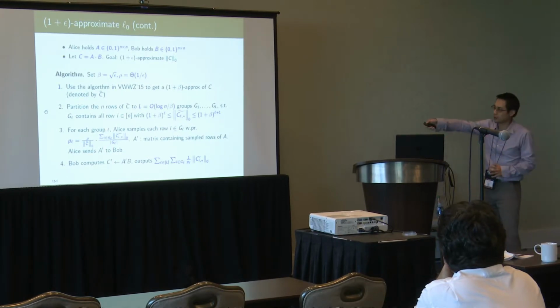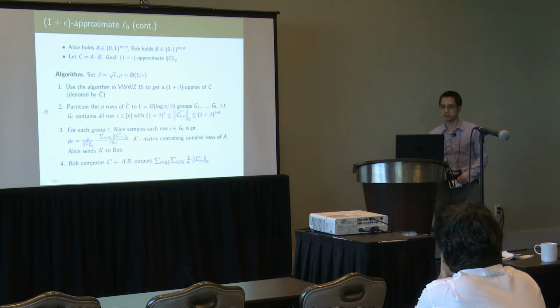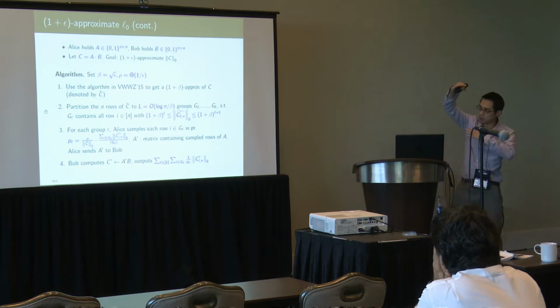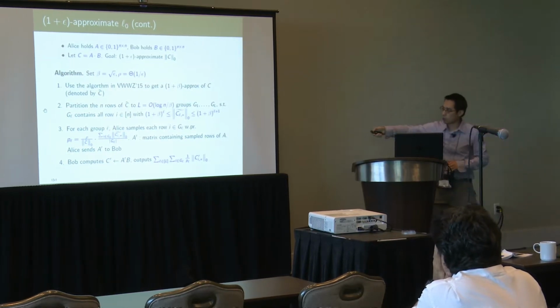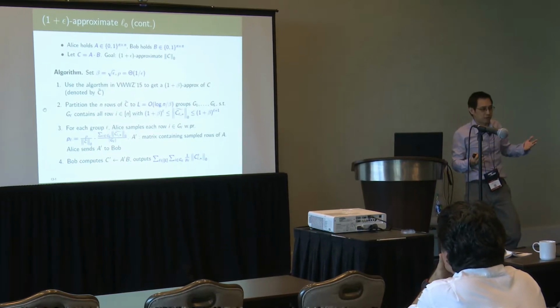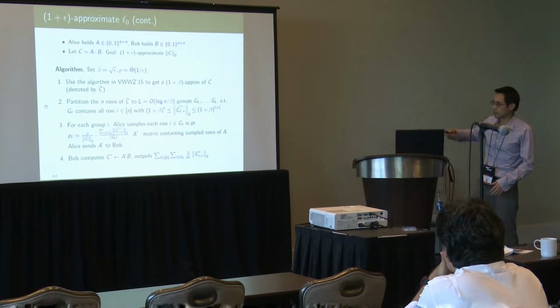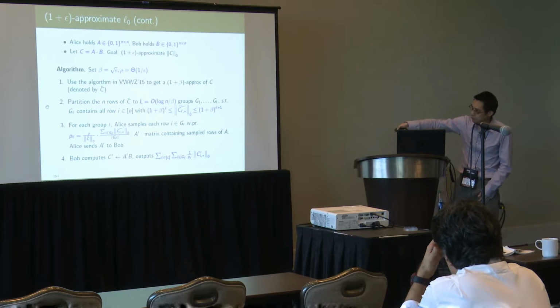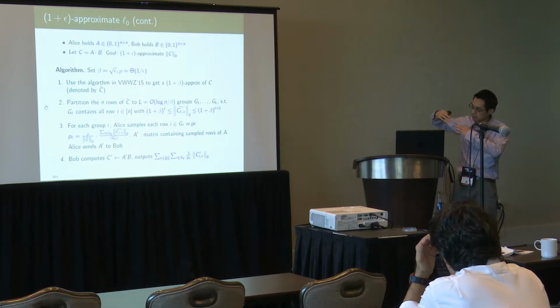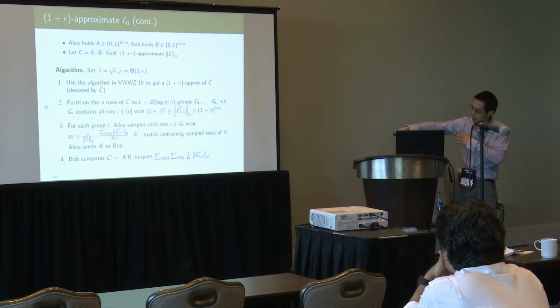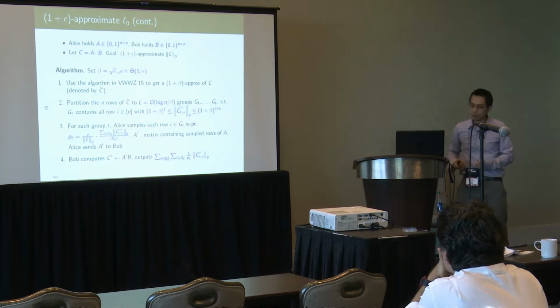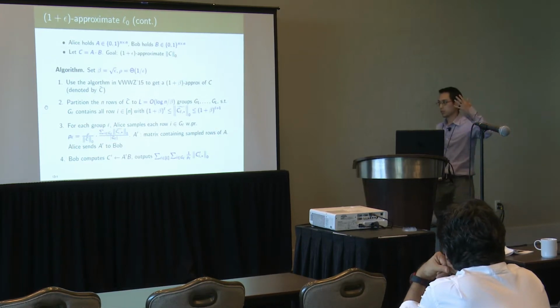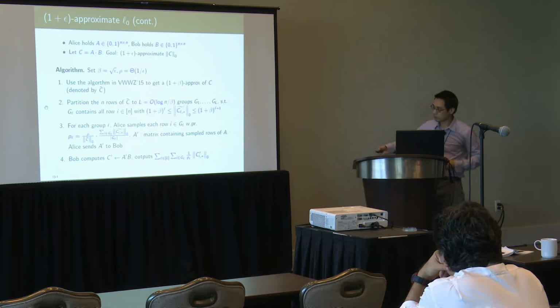I will tell you why we set beta to be square root of epsilon. We partition the n rows of C according to the number of non-zero entries of each row. Basically, the L-th group contains all those rows with number of non-zero entries between (1 plus beta) to the power L minus 1 and (1 plus beta) to the power L. Then we sample each row in each group using probability P_L.